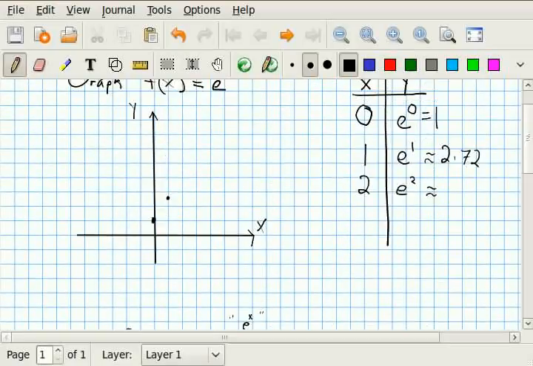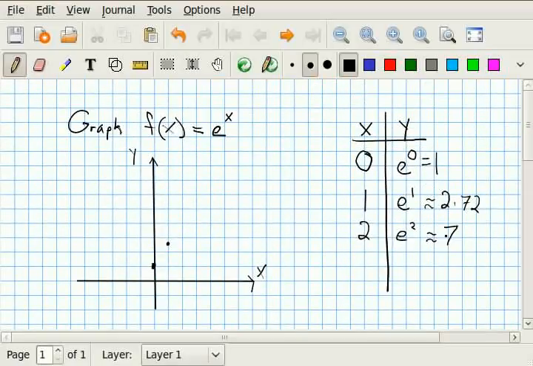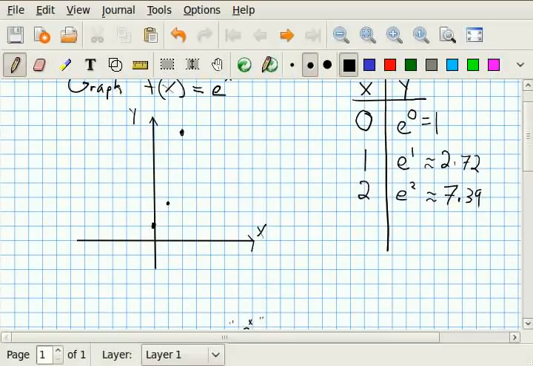I did that on the calculator, and I'm getting about 7.39. So when x is 2, y is going to be about 7.39. It's about here somewhere, about midway between 7 and 8 units up. But we can actually put any number in we want for x. I just picked whole numbers because they're nice. I should probably also put in some negative numbers.